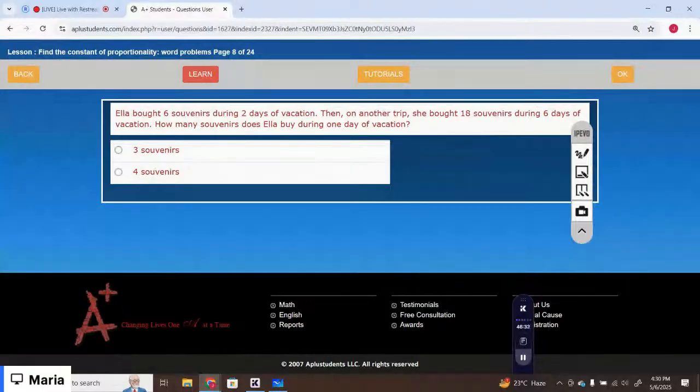Ella bought 6 souvenirs during 2 days of vacation, and on another trip she bought 18 souvenirs during 6 days of vacation. How many souvenirs does Ella buy during 1 day of vacation? So which is the correct option? That is 3 souvenirs. Option number one is the correct option.